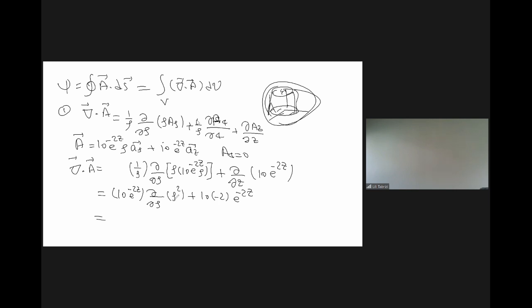So this is equal to taking derivative with respect to rho. You have 10 e to the minus 2z, taking derivative. If you take a derivative, you get 2 rho, so multiplied by rho minus 20, 2 times 10 minus 20, e to the minus 2z. So it's equal to 20 e to the minus 2z times rho minus 1.